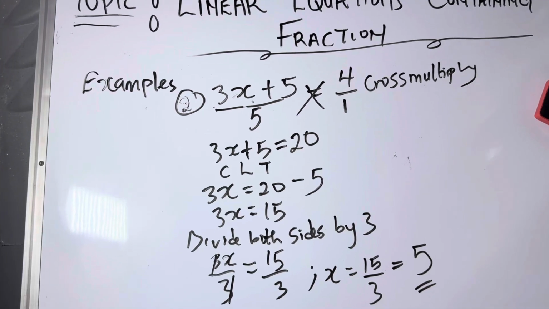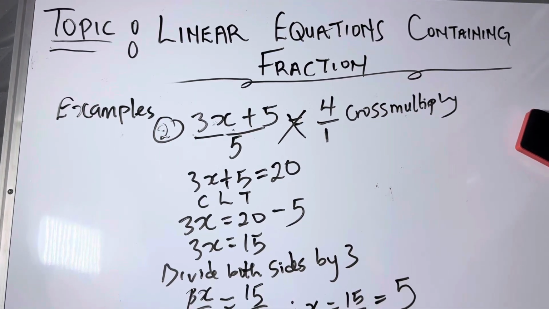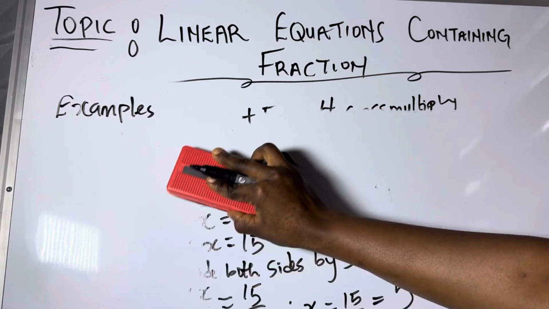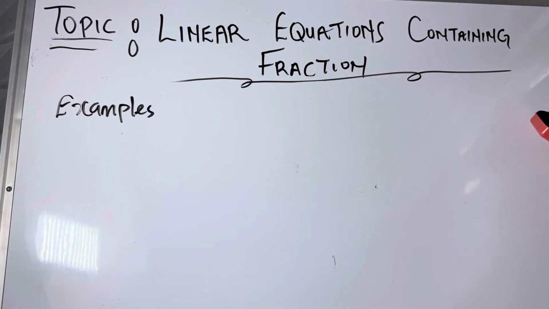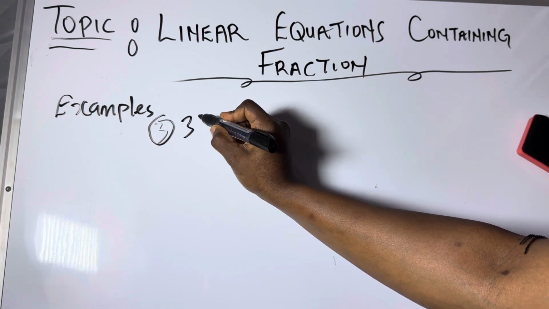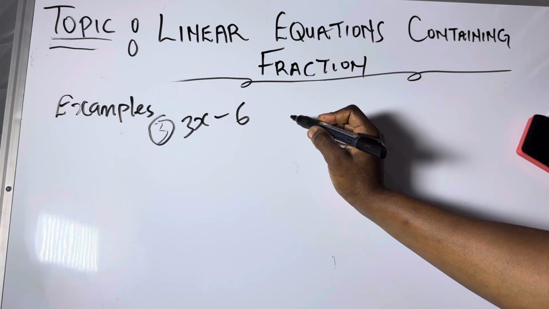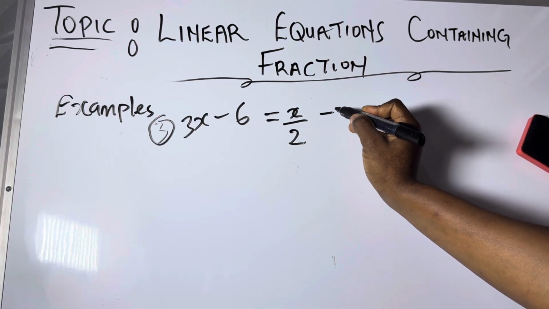Example 3. Example 3 question says 3x minus 6 equals x over 2 minus 4.